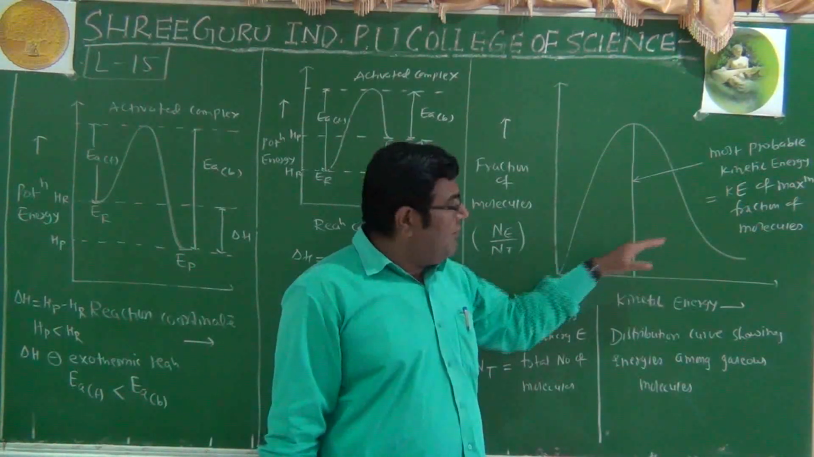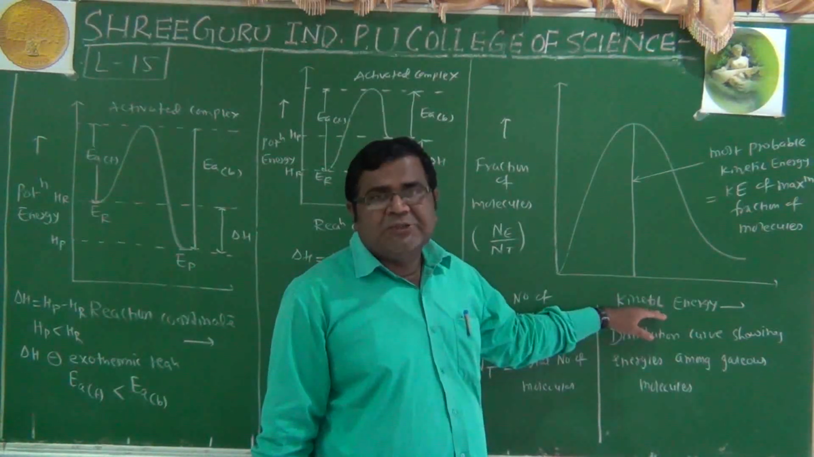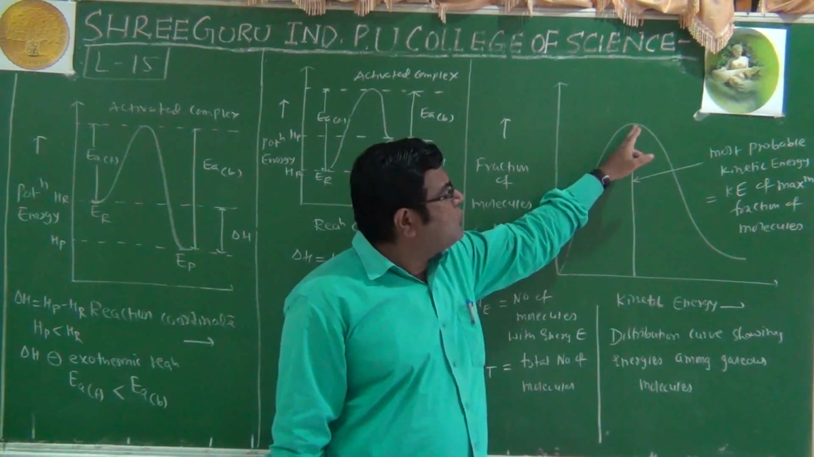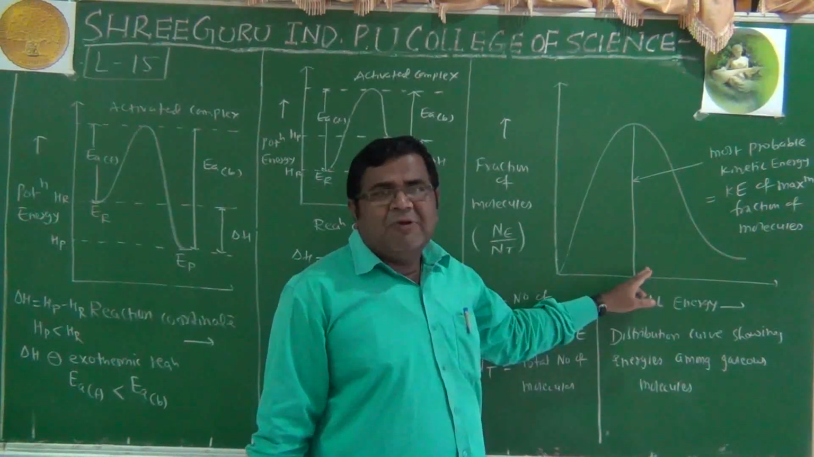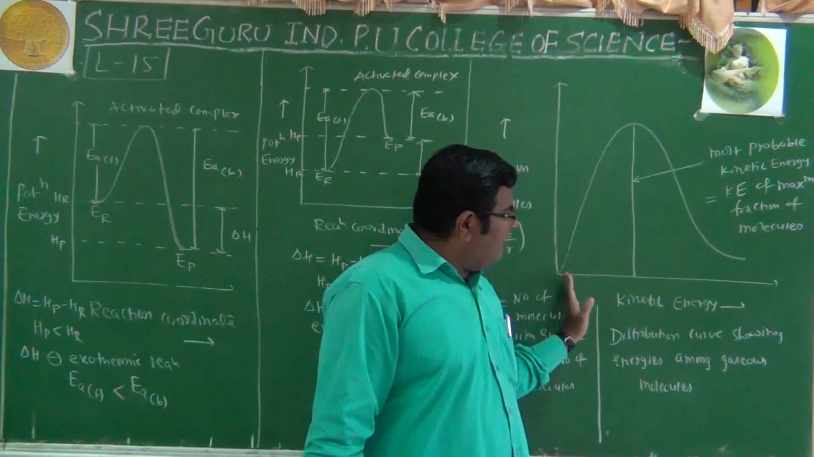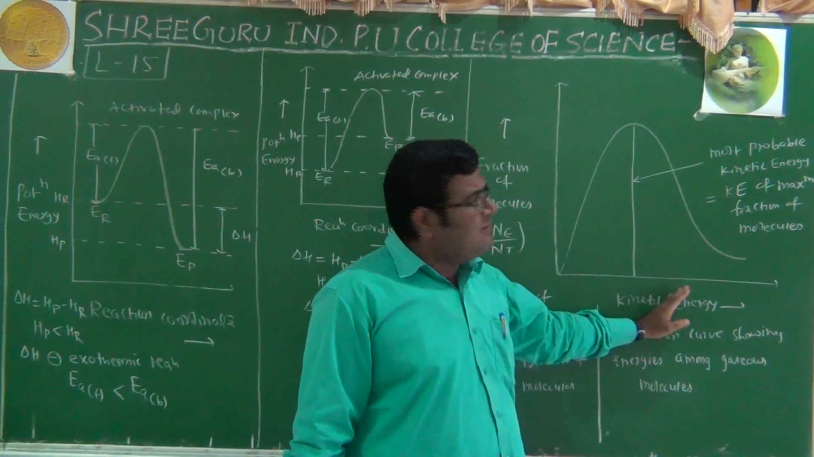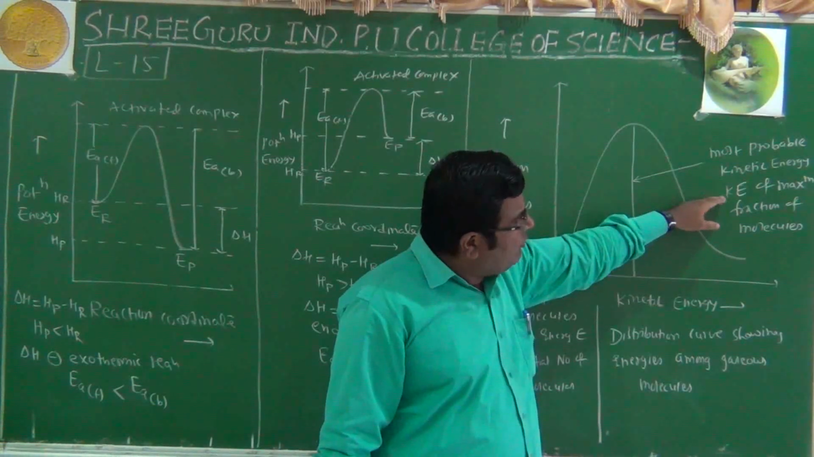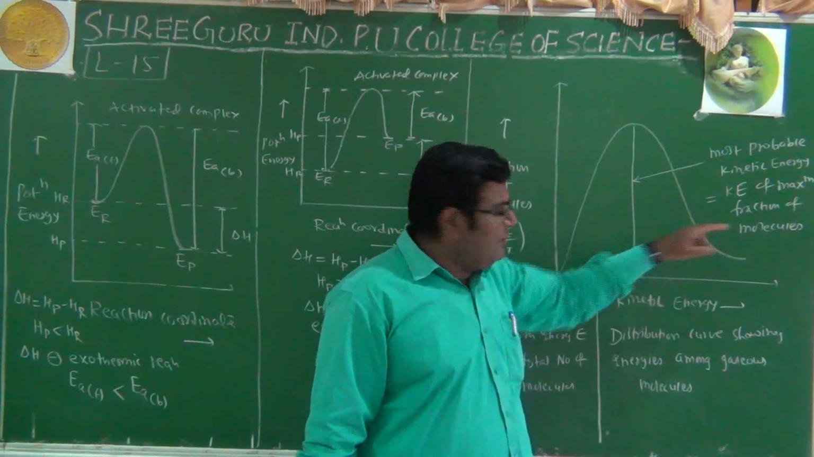We call it Maxwell-Boltzmann distribution curve. Exactly the same figure, and this we call the most probable velocity. Now we call it most probable kinetic energy because we have plotted kinetic energy on the axis. What is most probable kinetic energy? It is the kinetic energy of maximum fraction of molecules.